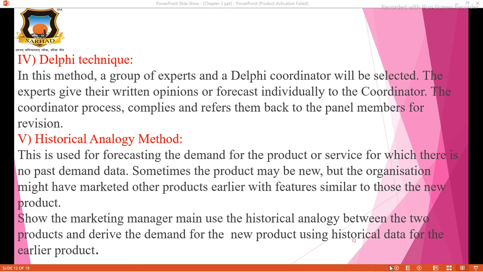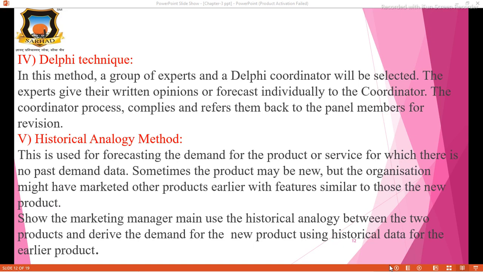Let us see another method. It's the Delphi technique. In this method, a group of experts and a Delphi coordinator will be selected. The experts give their written opinion or forecast individually to the coordinator. The coordinator processes and compiles them and refers them back to the panel members for a revision. This is the Delphi technique.